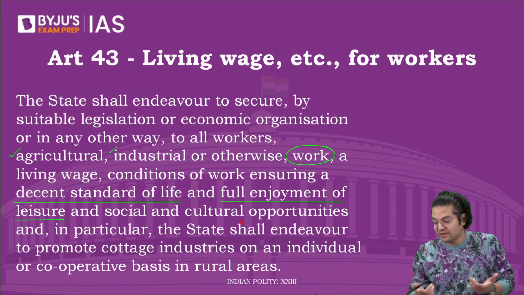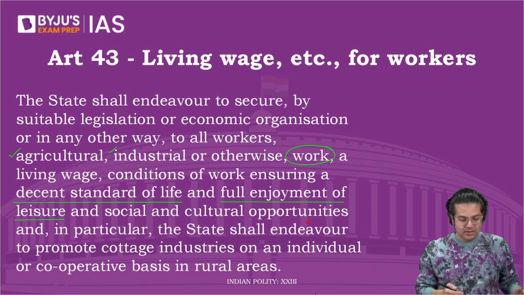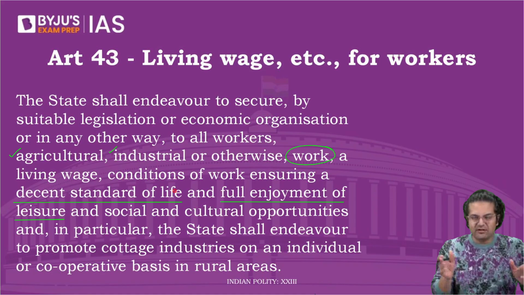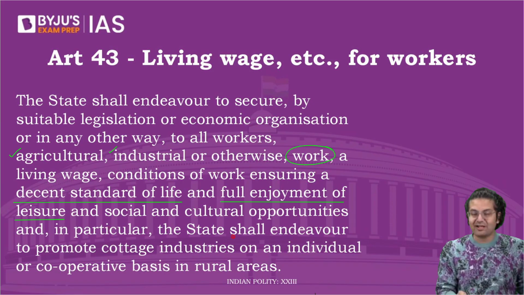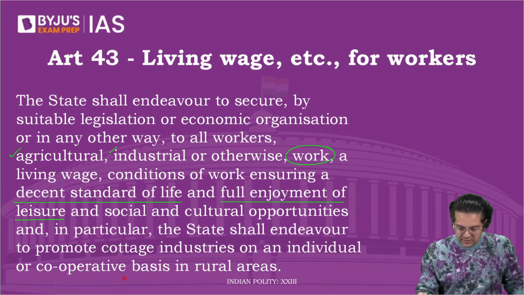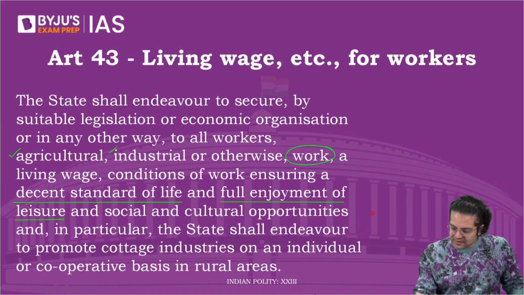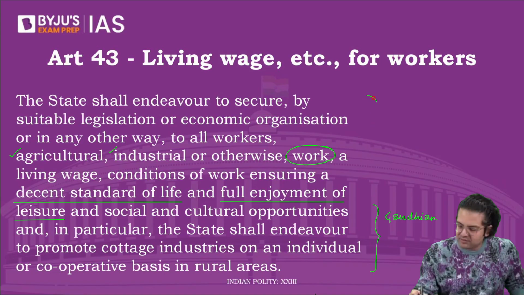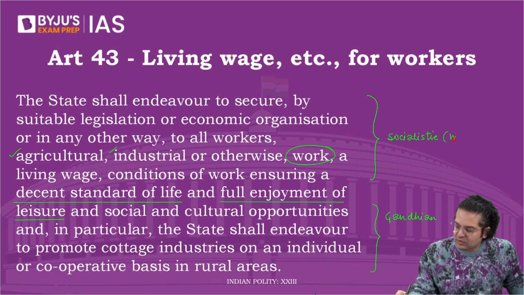Social opportunities, cultural opportunities, right? And in particular, see, very vague kind of words, and then suddenly it becomes very focused, very narrow, very concrete. The state shall endeavor to promote cottage industries on an individual or cooperative basis. So, this part is the Gandhian principle, right? And this part is the socialistic principle. So, one article can have both the ideas together.